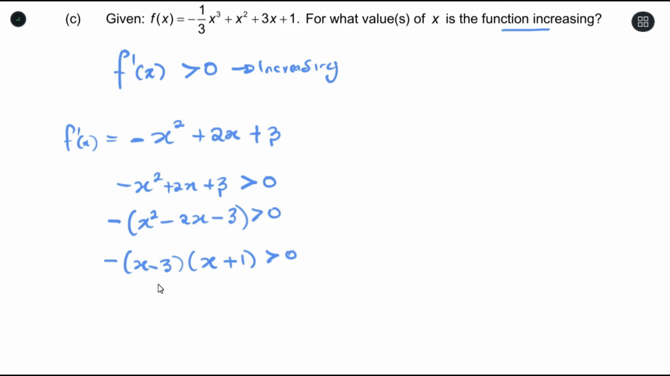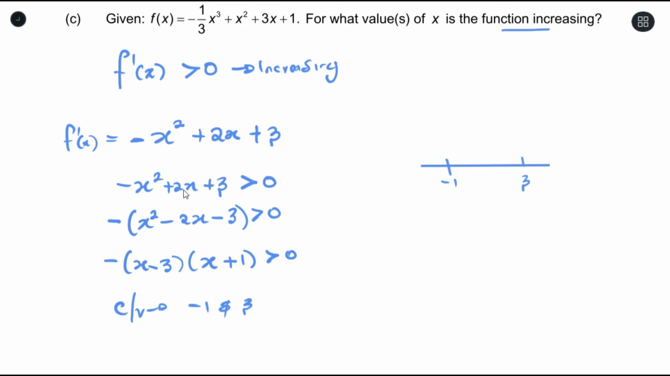The critical values for this would be negative 1 and 3. We'll put this into a number line to help us find the value for x. Okay, so I'm going to draw a little straight line here, and on this number line I'm going to substitute negative 1 and I'm going to put 3.